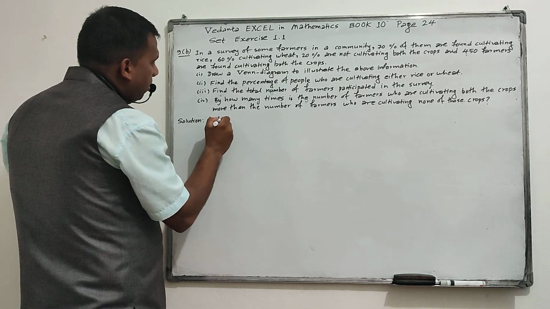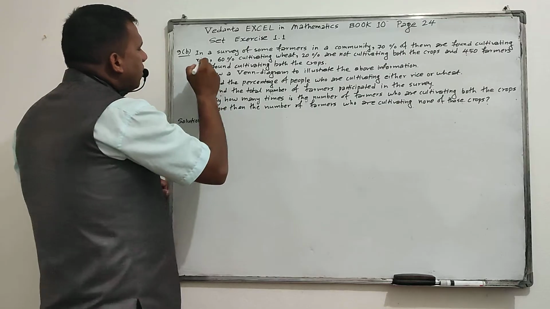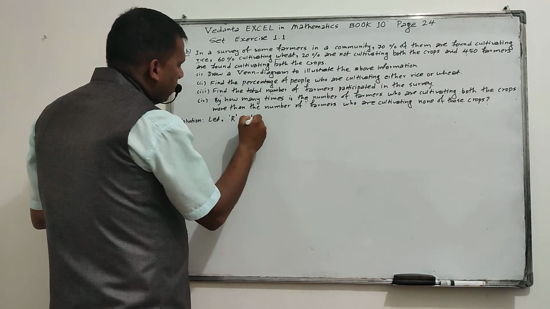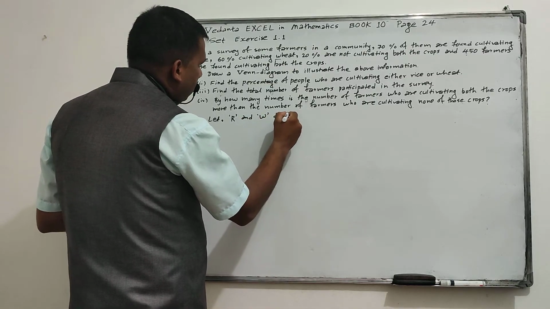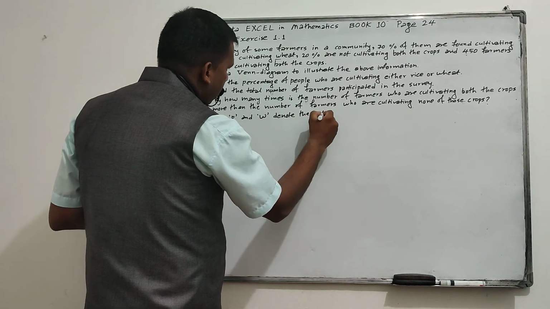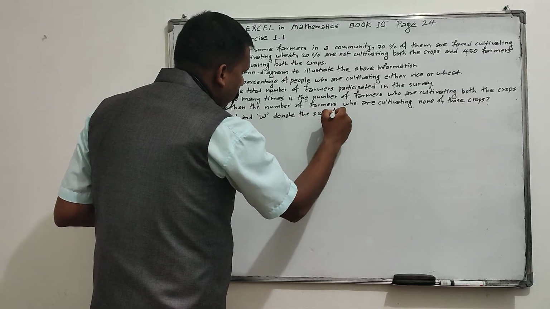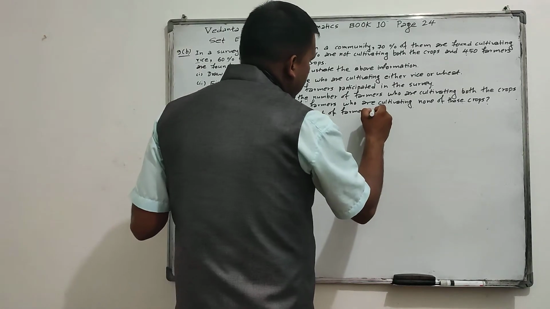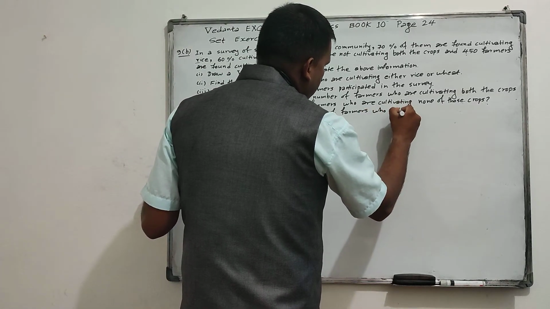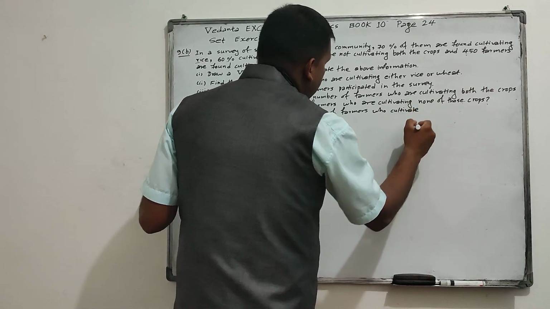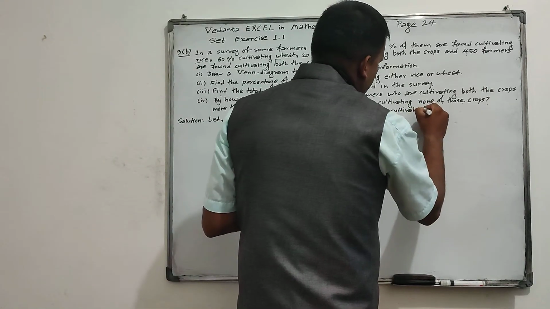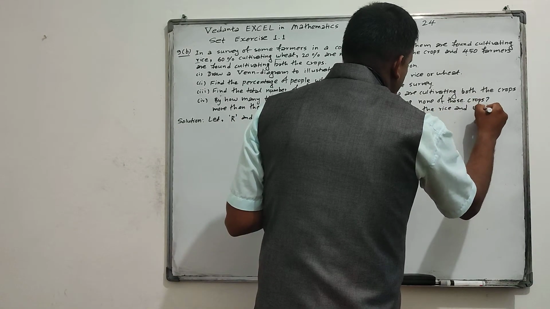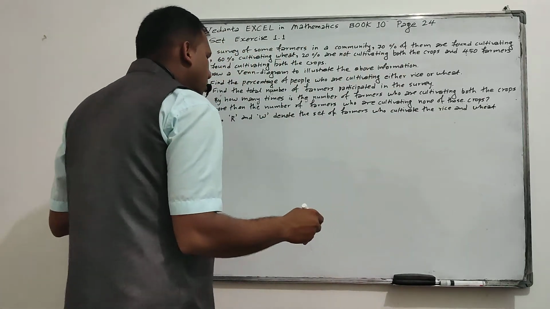Let R and W denote the set of farmers who cultivate rice and wheat respectively.